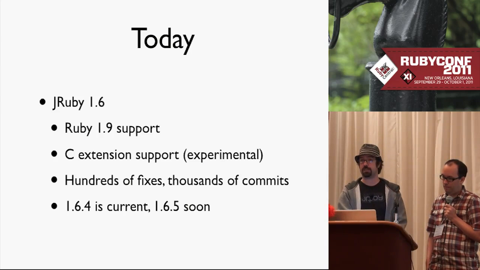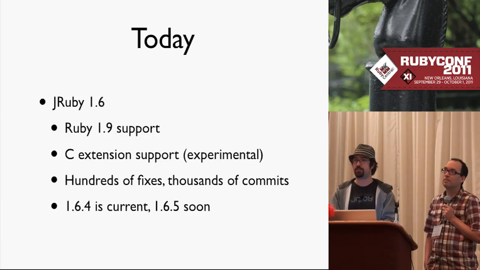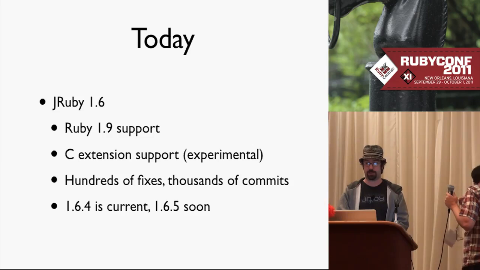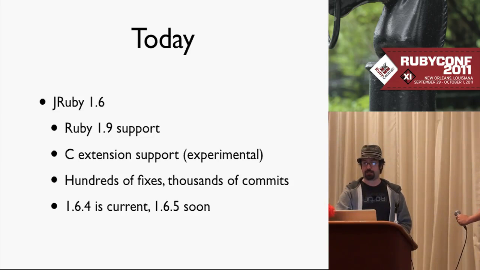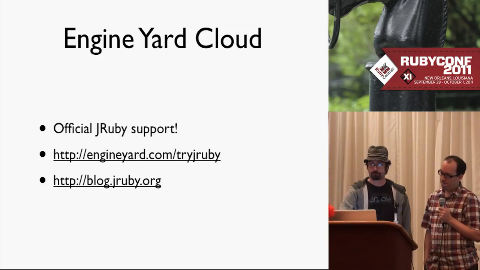Hundreds of fixes in that release, thousands of commits. Every big release we have seems to be even bigger than the other one. And I think this 1.6 was actually bigger than 1.4 and 1.5 combined. So there was a tremendous amount of work that went into it. And I mentioned 1.6.4 is the current maintenance release. 1.6.5 comes along soon with some more 1.9 fixes and other stuff.